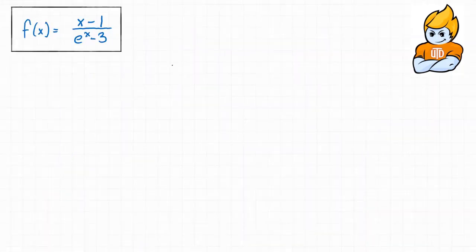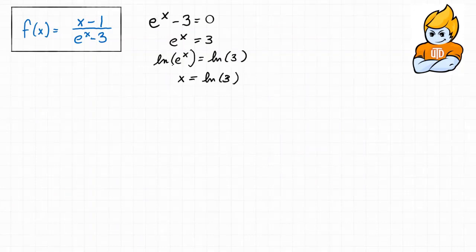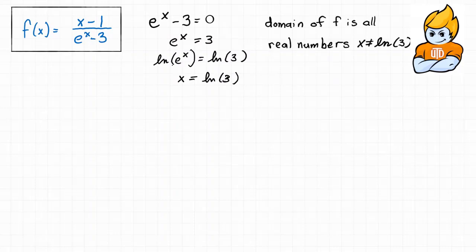Consider the following function, which is defined everywhere except where the denominator is 0. Setting the denominator equal to 0, we get that x equals natural log of 3. The domain of our function is all real numbers not equal to log 3. Since the numerator of our function evaluated at log 3 is not 0, but the denominator of the function is, we're going to get a vertical asymptote.